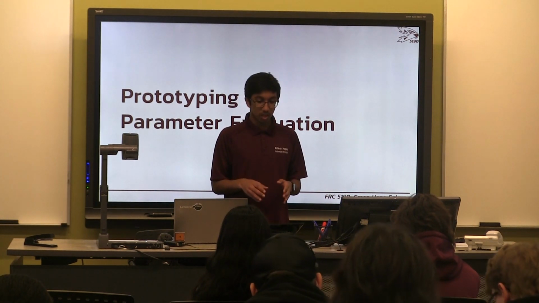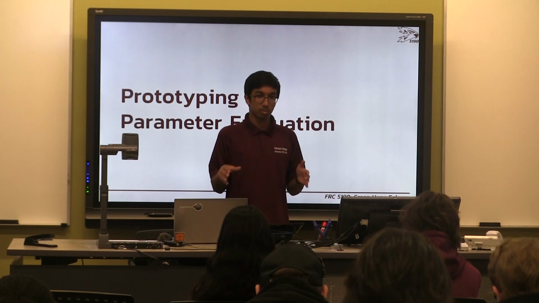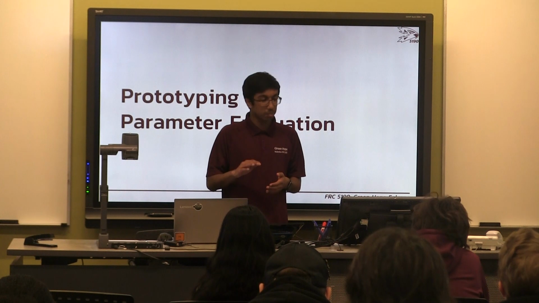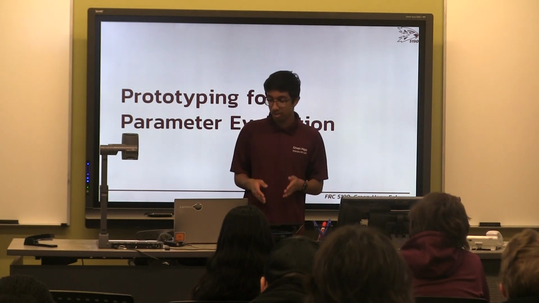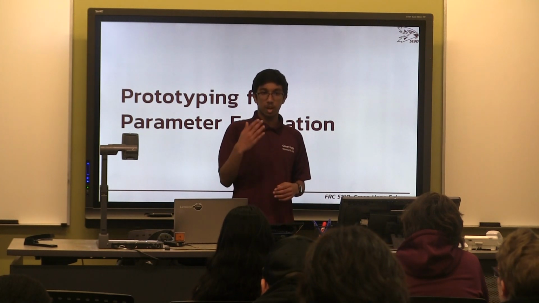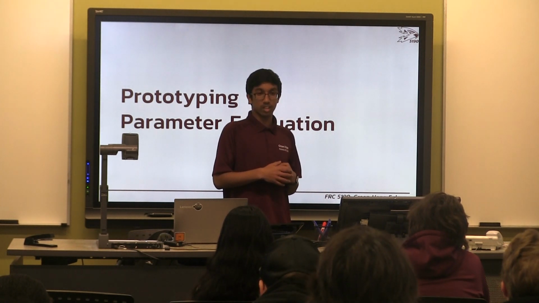At this point, you have multiple prototypes that your team wants to work on, and now we're going to focus on how to make each prototype a bit more effective. That's called parameter evaluation. Earlier we set our general design criteria. Can anyone remind me of an example of a general design criterion?